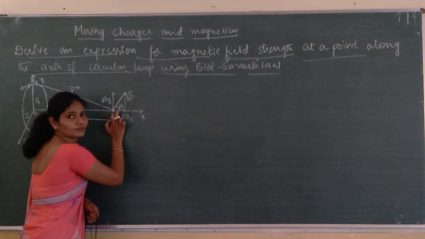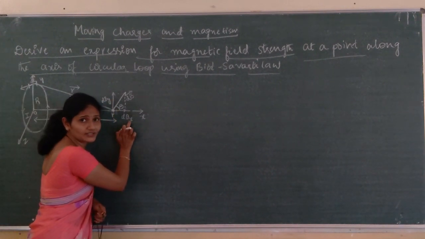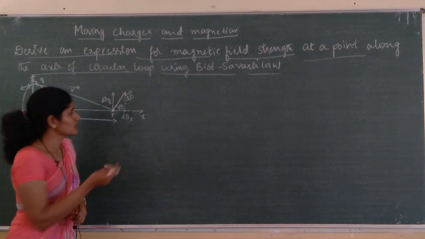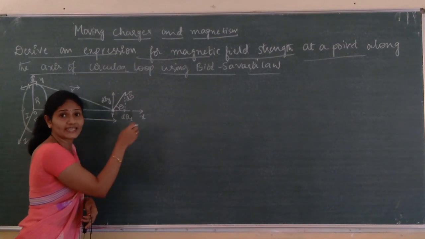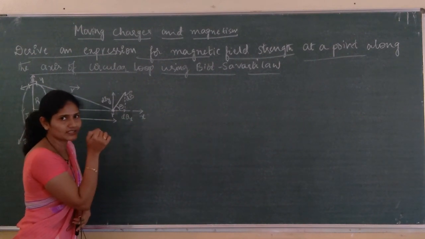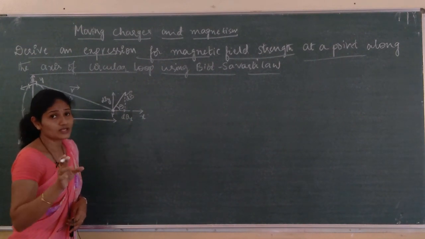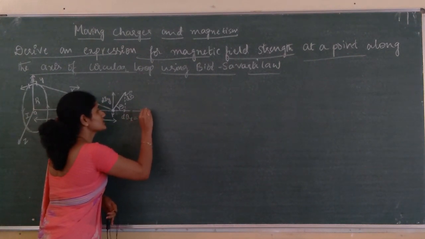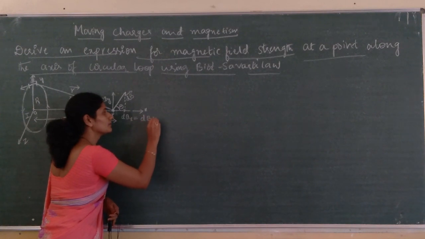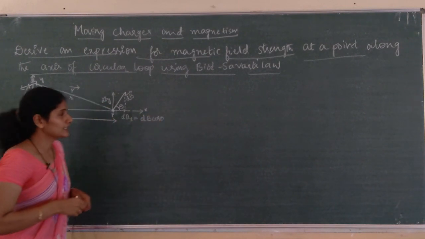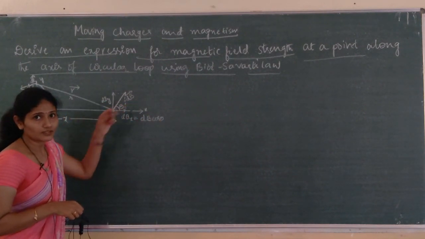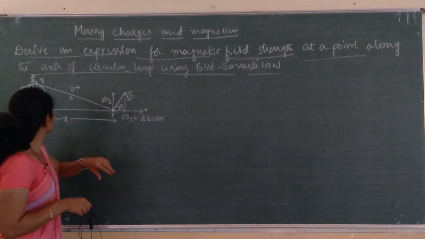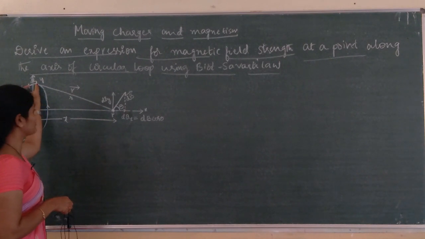Here we have theta. So dBx is nothing but, if a vector is resolved into its components, near theta we have to write cos theta. Near the angle theta we always write the cos component. So dBx is equal to dB cos theta. What is dB? dB is the magnetic field at this point P due to this small line element dl.